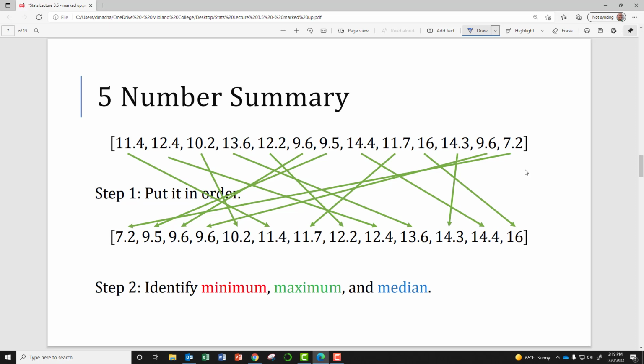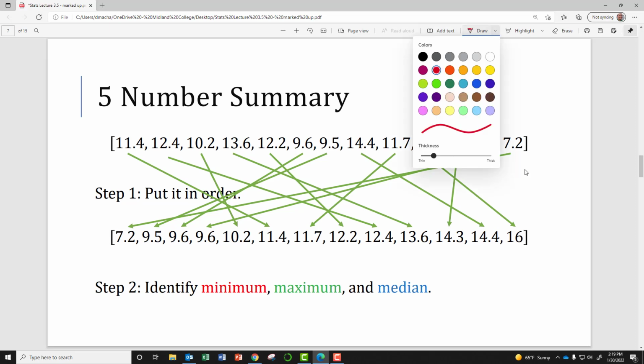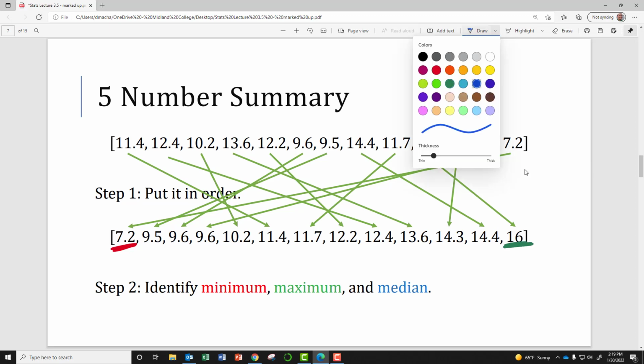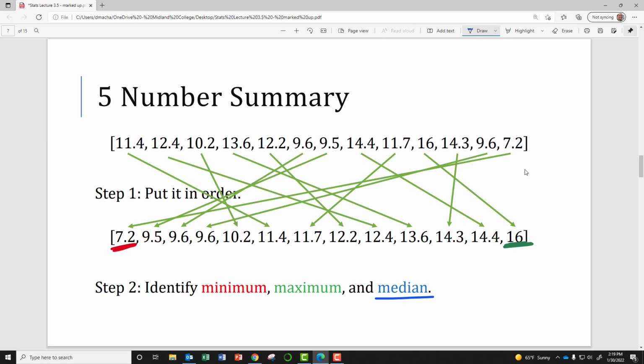Then we're going to identify the maximum, the minimum, and the median. This is not too hard to do. Of course the minimum is going to be the least number, and the maximum is over here on the right side. The median is in the middle. For the median, we first have to count how many we have. We've got 1, 2, 3, 4, 5, 6, 7, 8, 9, 10, 11, 12, 13. So I've got 13 numbers.